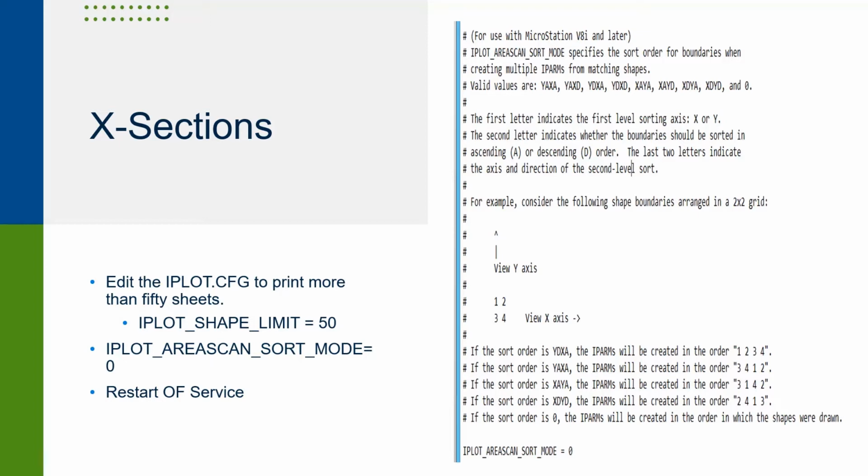We also give you another variable called the iPlot Area Scan Sort Mode. Basically, by default, it's going to go from left to right, so to speak, from the first shape it finds to the end of the line. But we give you the ability to change that order from, say, left, right, up, down to maybe right, left, down, up. You have the complete control over how that search order behaves.